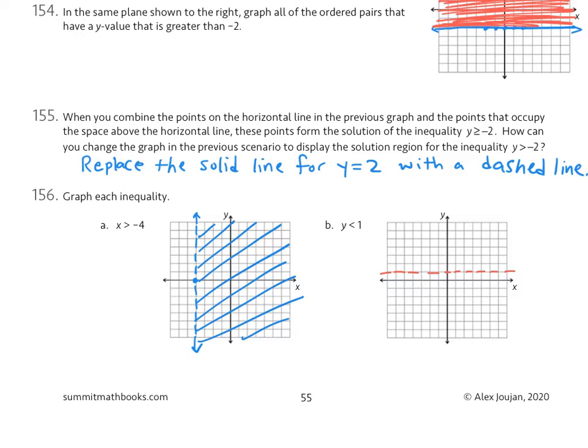And that would be any point that is below this line, points that have y values of 0, negative 1, negative 2, etc. So all the points down here would be points that make that inequality true. They have a y value that is less than 1.